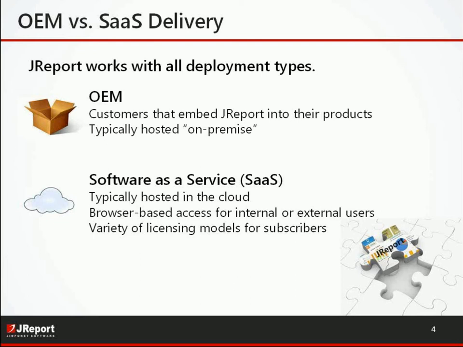OEM, we're referring to customers that would embed JReport into their products to ship off to their customers that might host their application on-premise. Could be behind their own firewall on their own server. And then software as a service is hosted in the cloud. It's a subscription access model, and it's typically browser-based access for internal or external users. So those are the two types of delivery. We work with all different types of applications and try to make it as easy as possible for you.